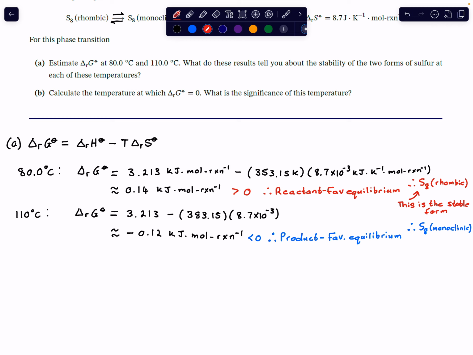And that's just what this equilibrium is telling us. It's telling us that at these different temperatures, the one species is more stable. In other words, the equilibrium favors it because it is the stable species at that temperature. So in other words, the rhombic form is the stable form at 80 degrees Celsius, and at 110 degrees Celsius, the monoclinic form is the stable form.